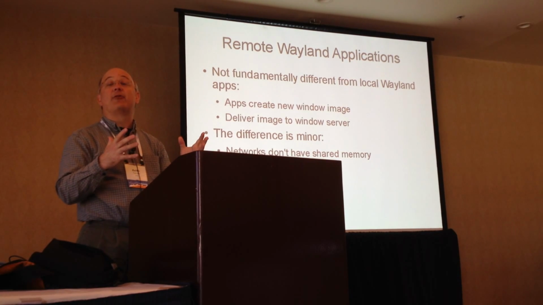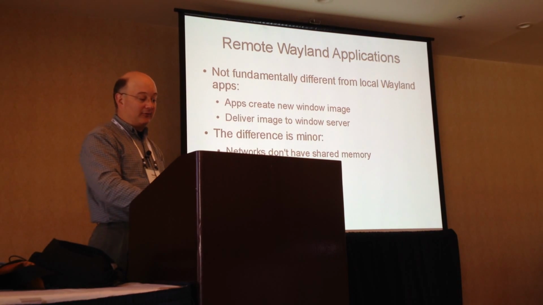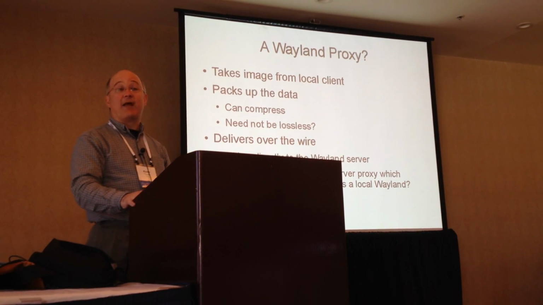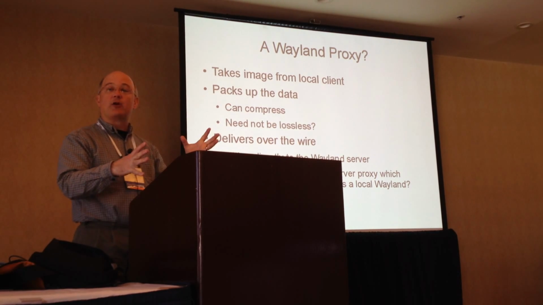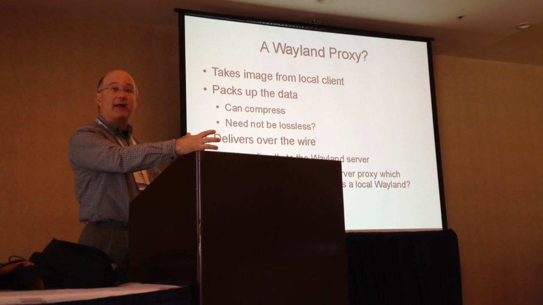In a network, you don't have this shared memory between the client and the server. So we have to translate the image. Well, that's pretty easy. We have a lot of nice network image transports. So we're going to create a little Wayland proxy. It takes an image from the local client, so it's going to look like a Wayland server.